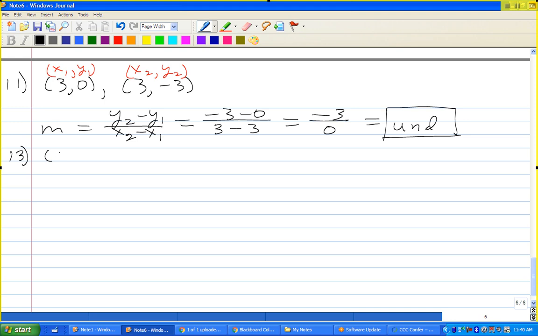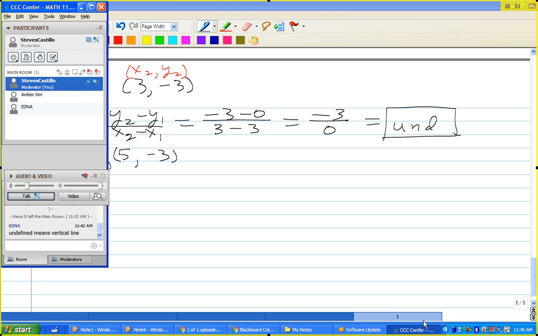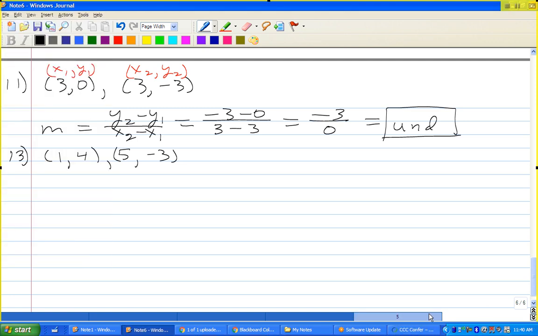1, 4, 5, negative 3. The slope of... if the slope of a line is undefined, then it is a vertical line. If you have a vertical line, then its slope is undefined. So yes.